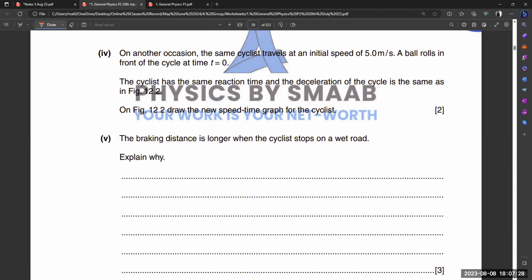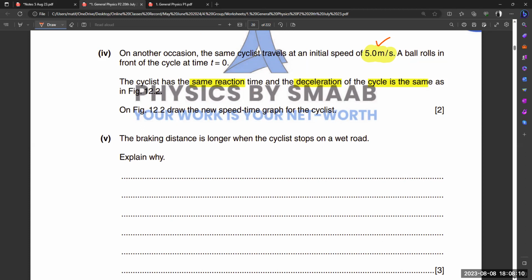And the next part is, on another occasion, the same cyclist travels at the initial speed of 5 meter per second. So now the important thing is the same cyclist, but it is moving at 5 meter per second. A ball rolls in front of the cycle at time t equals 0. Again, same scenario: the cyclist has the same reaction time, 0.4 second, and the deceleration of the cycle is the same as in figure 12.2. So there is only one difference in the question, the speed. Otherwise, the scenario is the same as the previous.